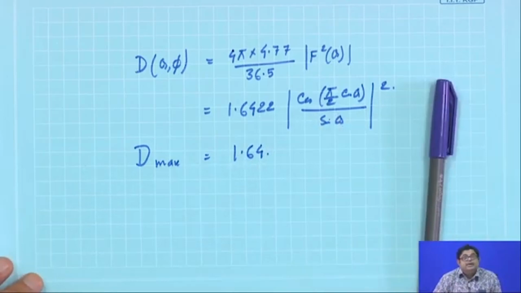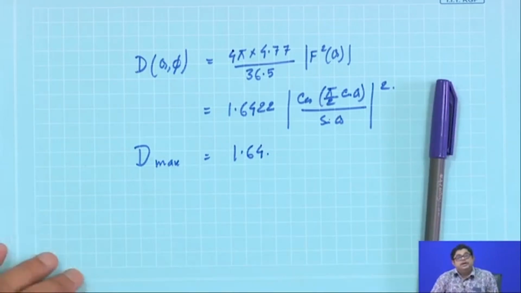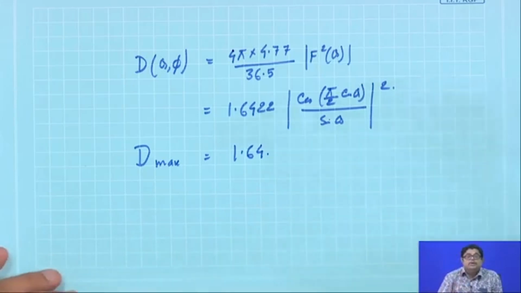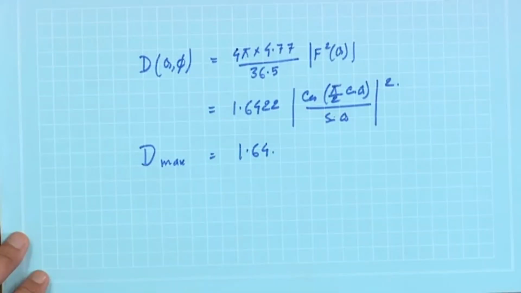So, what is our advantage? What was the corresponding value for the current element? It was 1.5. So, the directivity is a bit better, 1.6, marginally better. Directional property wise the current element was also quite good, 1.5, while the dipole is giving only 1.6. The main advantage is the radiation resistance, that the dipole can really radiate a good amount of power.